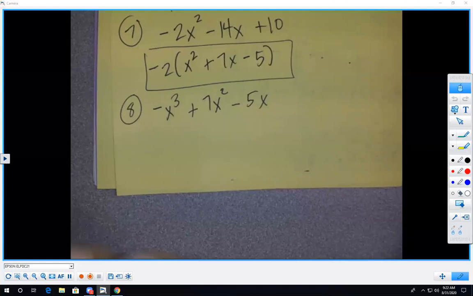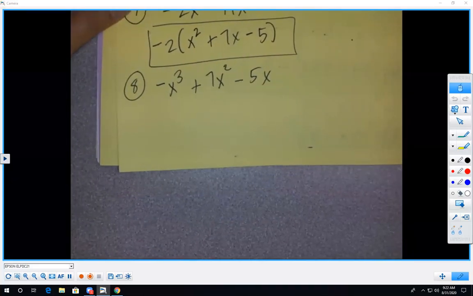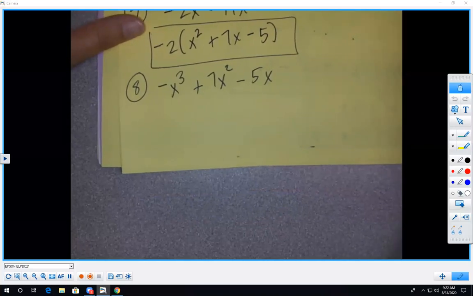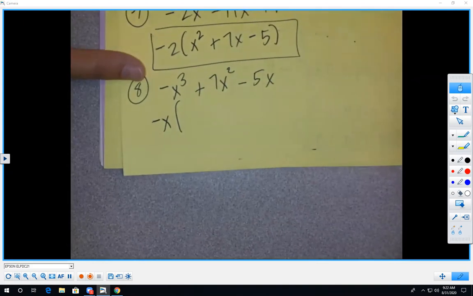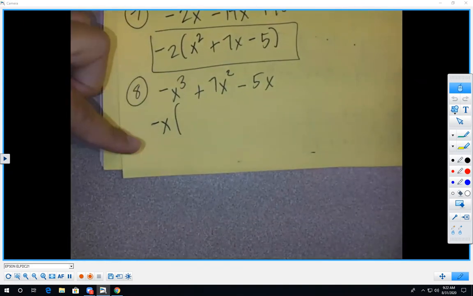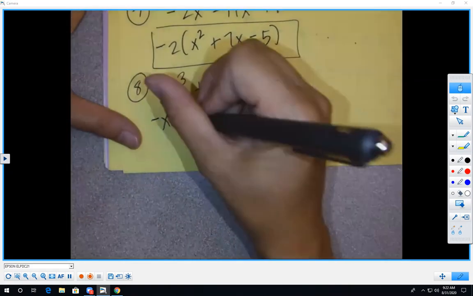Okay, so what are you factoring out here? A negative x. You could do negative 1x if you wanted to. It's the exact same thing. It doesn't matter. So if I take out a negative x, left over is negative divided by negative is positive. 3 x's, I took one out. So it'd be x squared.